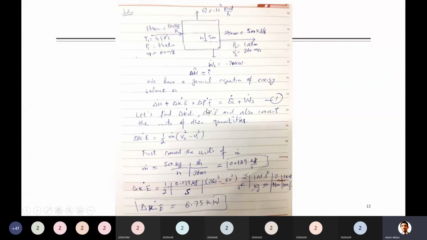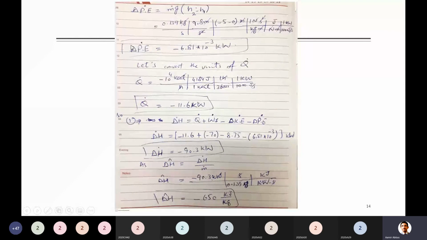So one term is evaluated. The next term which you have to evaluate is the potential energy change. Can anyone tell what will be the formula for this? mgh. Okay, mgh at the inlet, and then mgh at the outlet side. So actually the difference, this delta P, is mgh2, which is the potential energy at the outlet side, minus the potential energy at the inlet side.